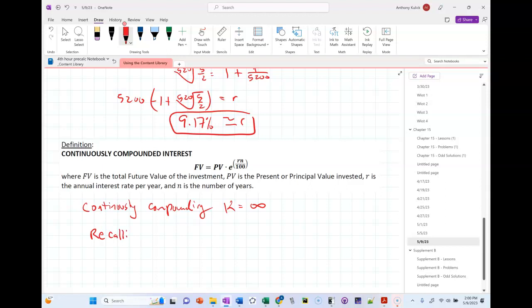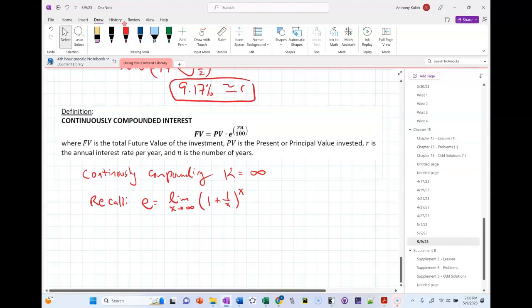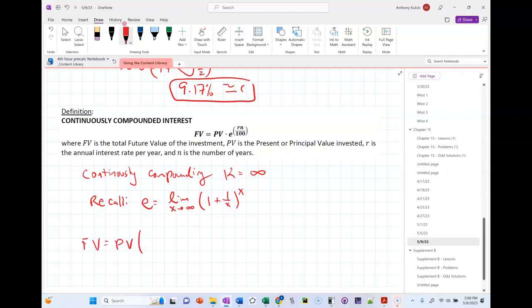And now recall, when we defined E earlier, we said E was the limit as x goes to infinity of 1 plus 1 over x to the x, right? That was part of our definition for E. So what I'm going to do now is take our compound interest formula and turn it into our continuously compounding interest formula, assuming that K goes to infinity.